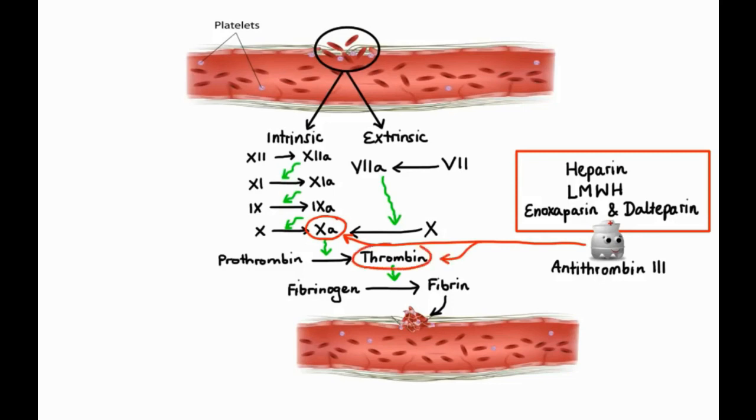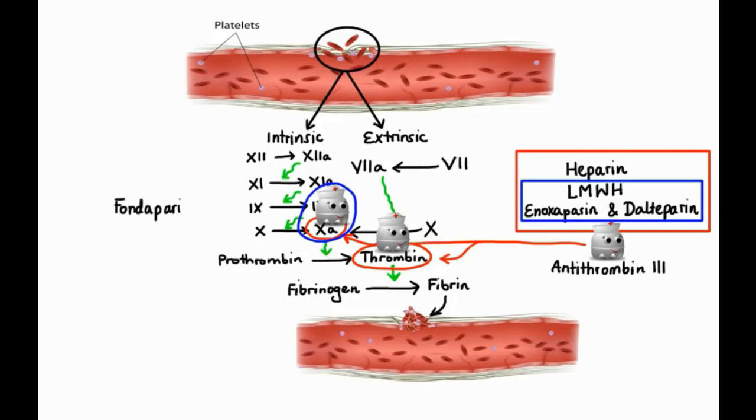These drugs generally bind to the naturally occurring blood anticoagulant in our body called antithrombin 3, which inactivates factor 10A and thrombin in case of emergencies so that no blood clot is formed. So heparin binds to the antithrombin and accelerates and increases its activity. Heparin generally inactivates both factor 10A and thrombin. Low molecular weight heparins inactivate factor 10A only.